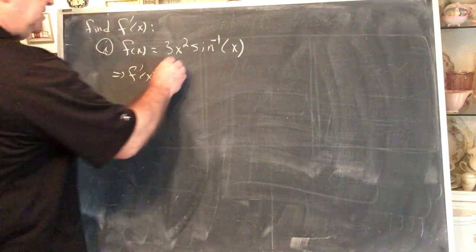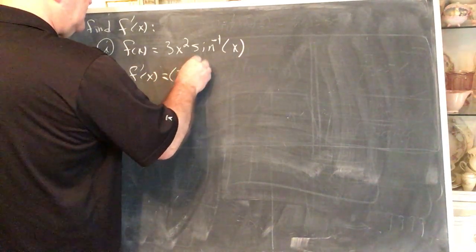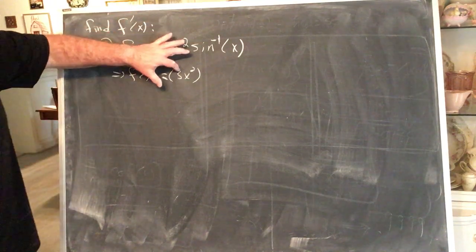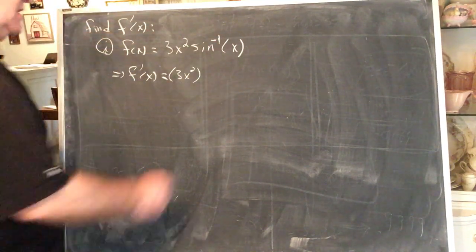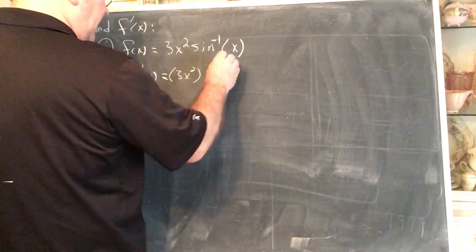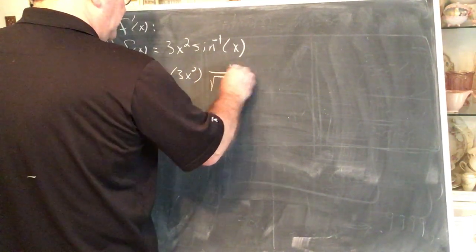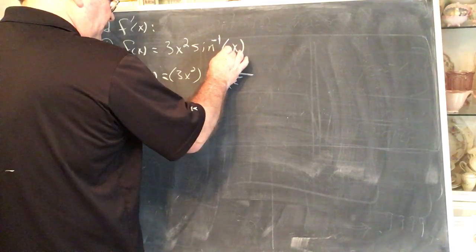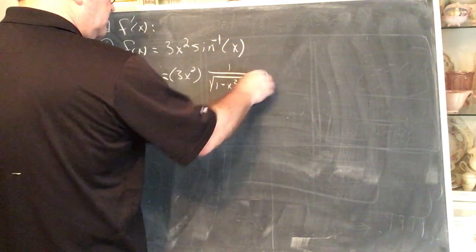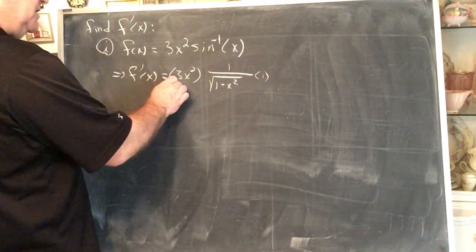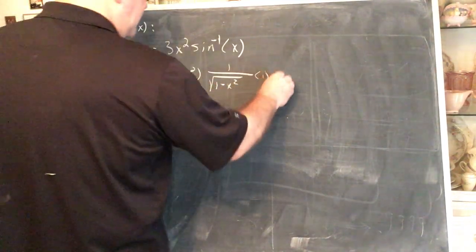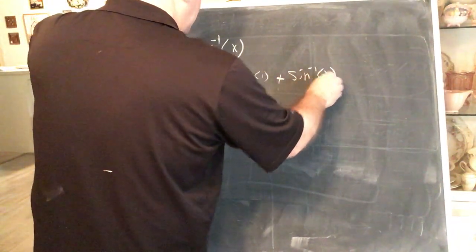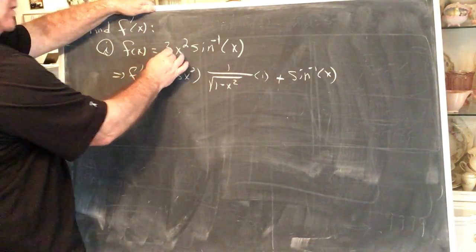So we need the first, copy paste, times the derivative of the second. The derivative of sine inverse of x is 1 over the square root of 1 minus x squared, times the derivative of x, technically that's just 1, first times the derivative of the second, plus the second, copy paste, times the derivative of the first.